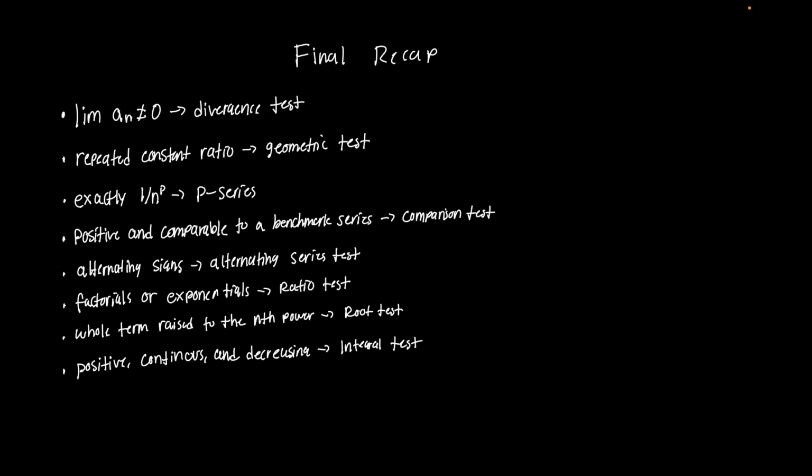Positive: if you see a series that is positive and comparable to a benchmark series, or a series you already know, for example 1 over n squared plus 7, you know it's basically like 1 over n squared as you plug in higher and higher values, think about comparison test. If you see alternating signs, that should scream alternating series test. If you see factorials or exponentials, mainly factorials, that should just go ratio test.